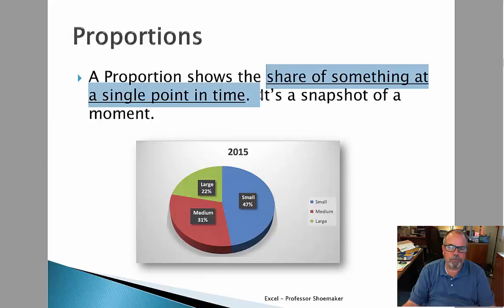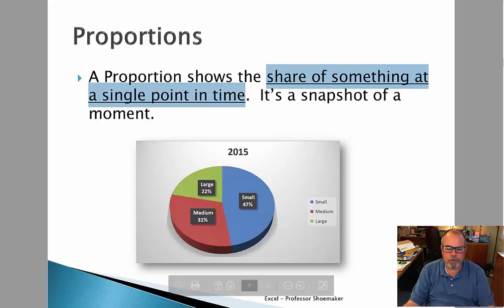Proportions show the share of something at a single point in time. Where trends show change over time, a proportion is kind of a snapshot of a moment in time. So it shows, in this case, for the large, medium, and small widgets, the proportion of sales in 2015. So it's very easy to see that small was almost half of all the sales, large was a little under a quarter, and medium was about a third.